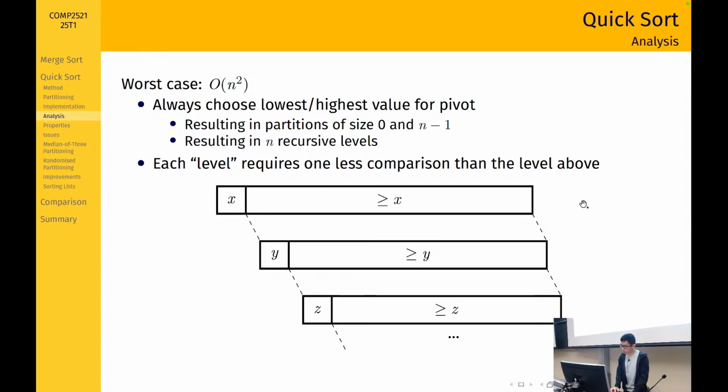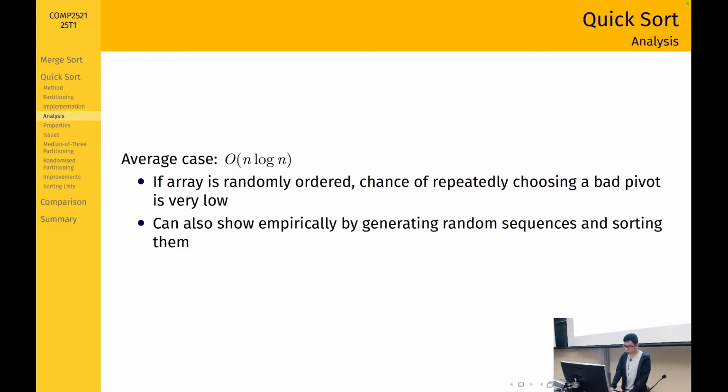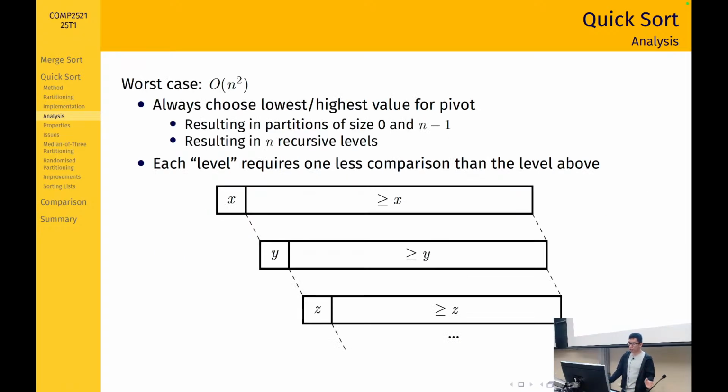Okay, so if we add up all the comparisons that we have to do, n plus n minus 1 plus n minus 2 plus n minus 3 all the way down to 1, the total of that is going to be in the ballpark of n squared. So big O of n squared. Okay, so that's the worst case.